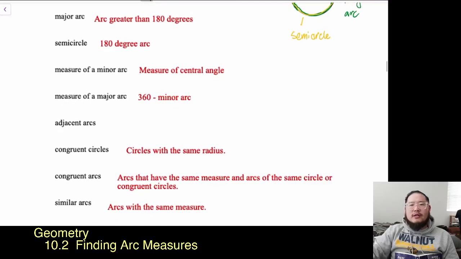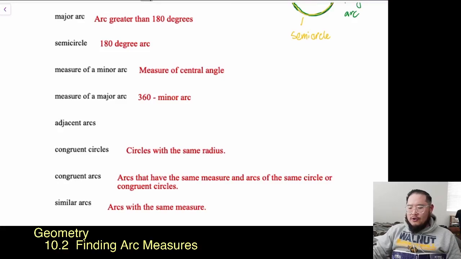Some other key terms and information. Congruent circles. If circles are congruent, they have the same radius or radii. So two circles that have the same radius would make them congruent. Simple as that. If the radii are the same, then the circles are the same.